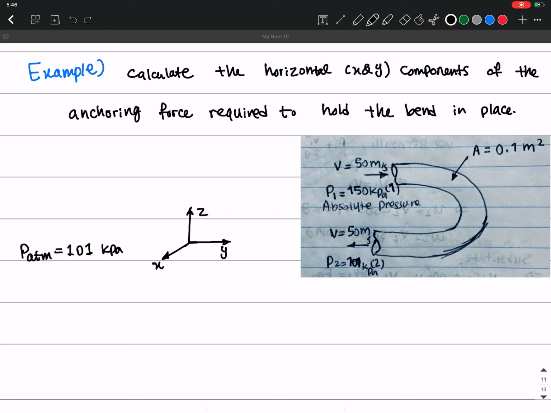which as you see equals the pressure at section 2. Okay, so we have a high pressure fluid that is coming in at section 1, and then a lower pressure fluid that comes out of the bend. And so we want to see what this difference in pressure implies in terms of the anchoring forces that are applied to this bend here. Okay, so let's get started.